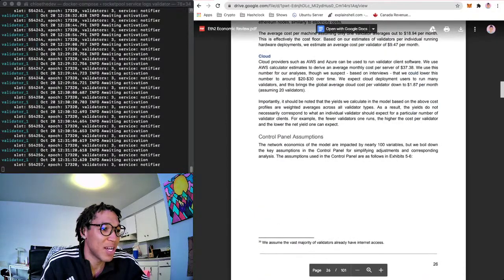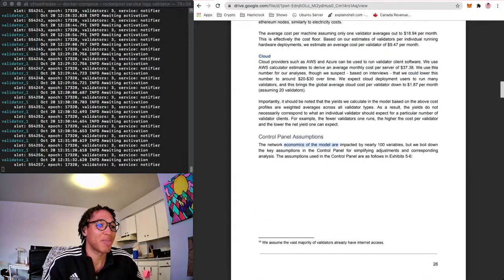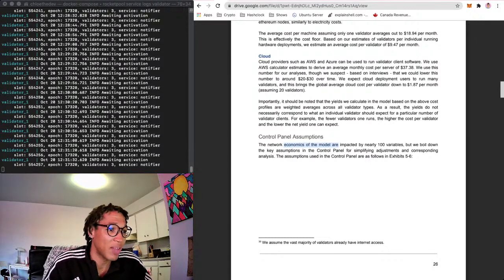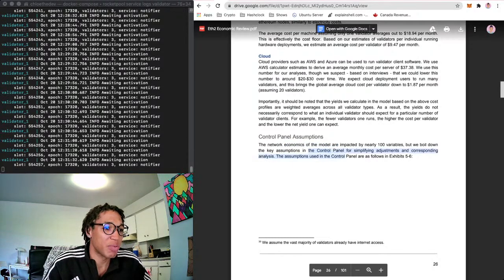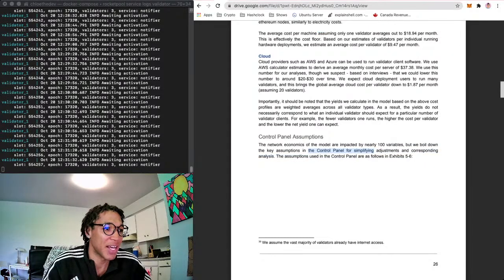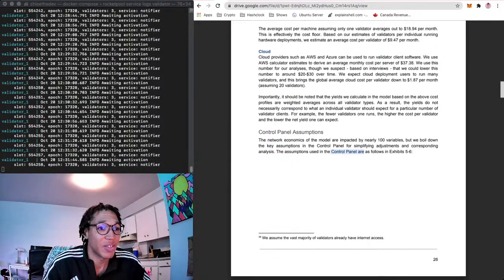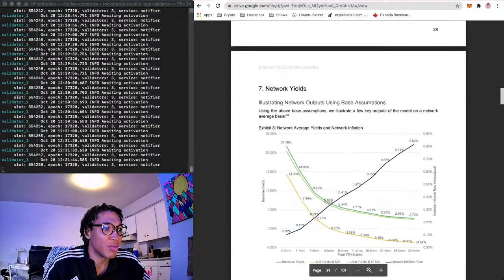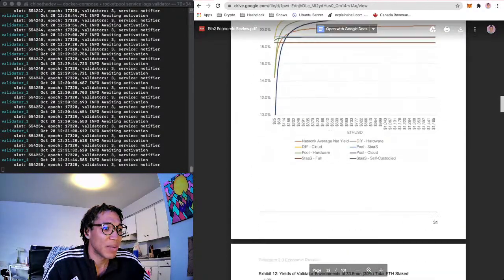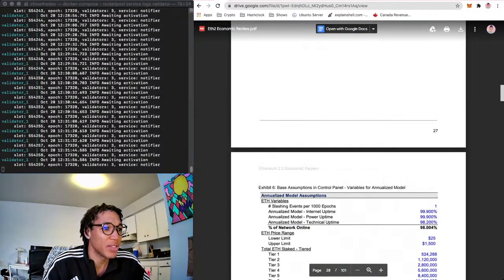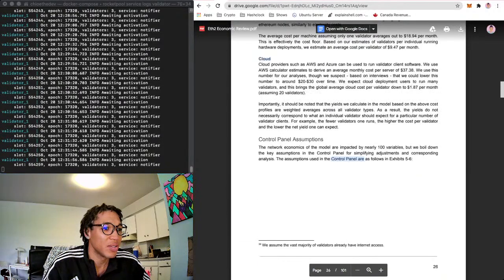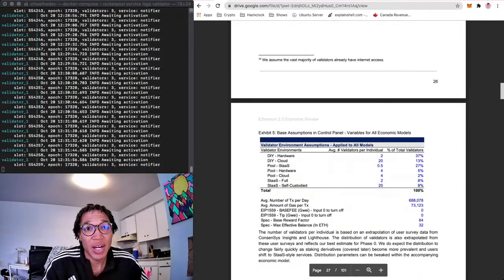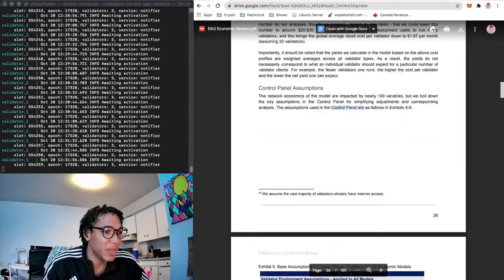Control panel assumptions. The network economics of the model are impacted by nearly 100 variables, but we boil down the key assumptions in the control panel for simplifying adjustments and corresponding analysis. The assumptions used in the control panel are as follows in Exhibits 5 to 6. There's no way I'm getting through to Chapter 7. Anyways, we got to Chapter 6. What time is it? 8:30. Let me get through this.